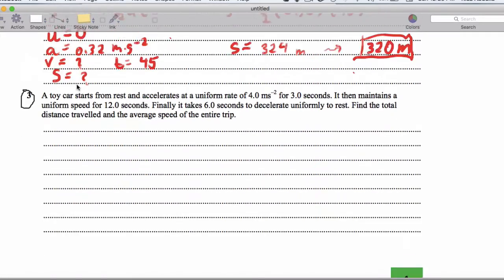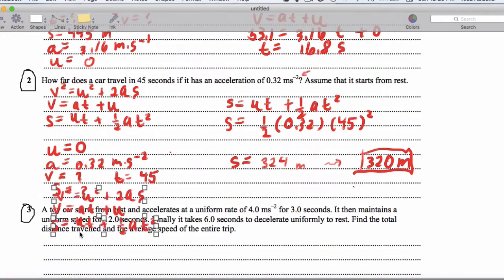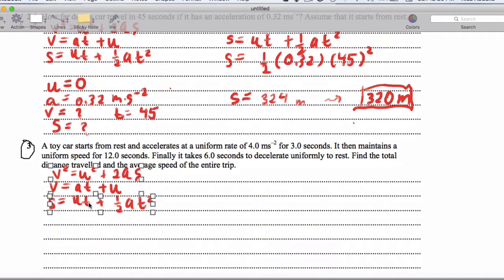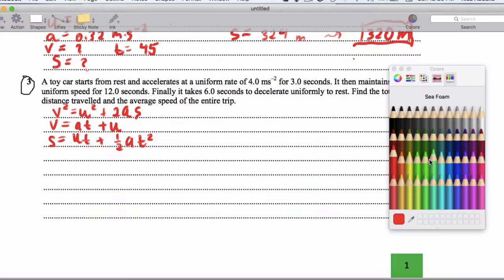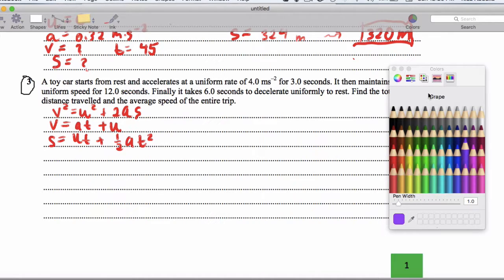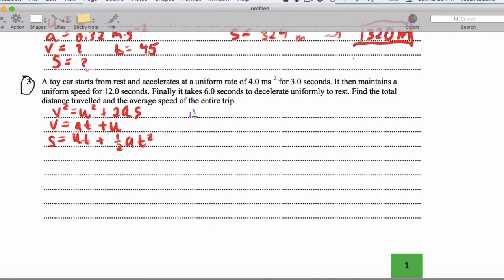So here we go. All right. And now I'm going to approach this problem in 3 parts. We have a part where essentially the car is speeding up, and we'll call that part 1. And what we're going to do is solve this one little part at a time. So first we're speeding up.